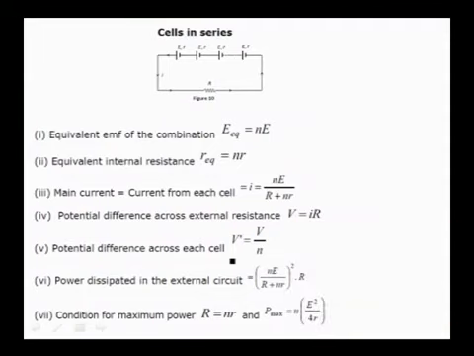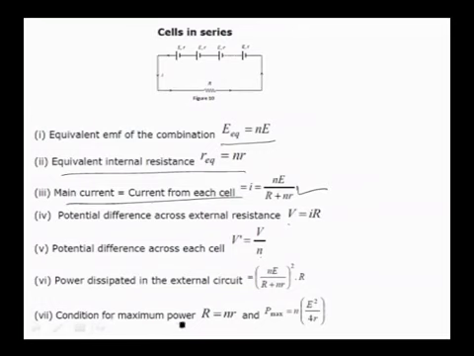Next, cells in series and cells in parallel. For the equivalent EMF of the combination, when n identical cells are in series, the equivalent EMF is nE. The equivalent internal resistance is nr, and the current in the circuit is I = nE divided by (R + nr). The potential difference across the resistance is V = IR. The potential difference across each cell is V dash = V by n. The power dissipated is I squared R, where this is the value of I.